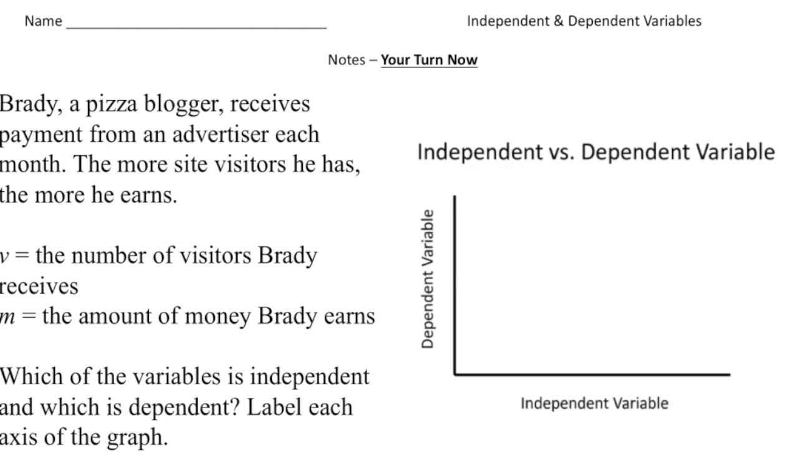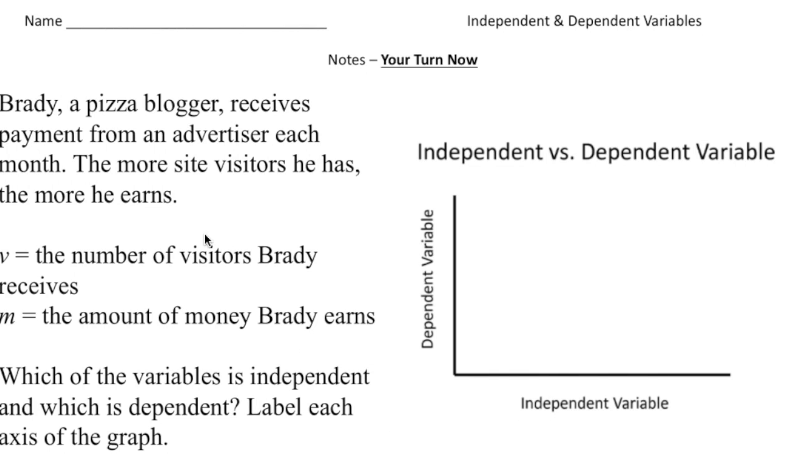All right, welcome back. Let's see how you did with this problem. Okay, so Brady, a pizza blogger, receives payment from an advertiser each month. The more site visitors he has, the more he earns. So in this case, the V value is going to be the number of visitors Brady receives, and M is going to be the amount of money Brady earns. So the question is, which of the variables is independent and which is dependent? And then we need to label the graph, the axes, with the proper labels.